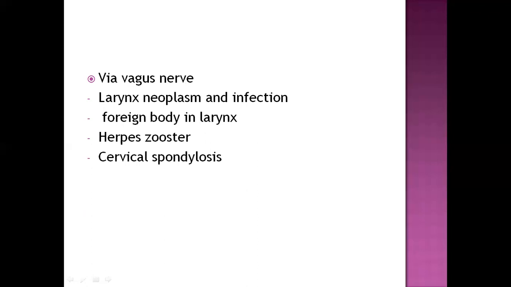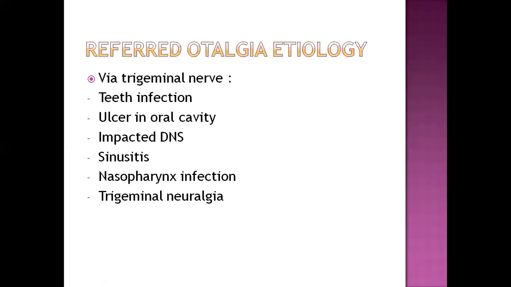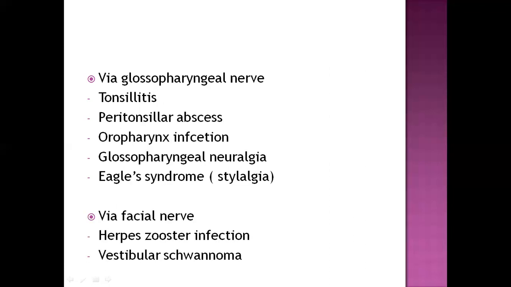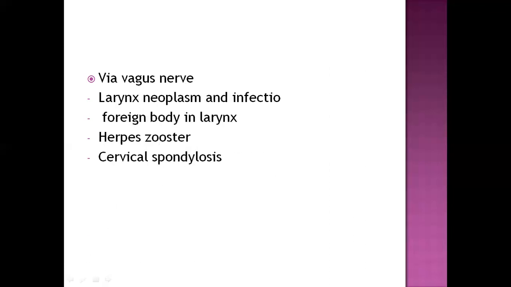Next is the vagus nerve. Till now, we have discussed the trigeminal nerve, glossopharyngeal nerve, facial nerve, and now this is the vagus nerve. In the vagus nerve, there can be larynx neoplasm and infection, foreign body in the larynx, herpes zoster, cervical spondylosis. So these can be the etiology which can lead to otalgia.